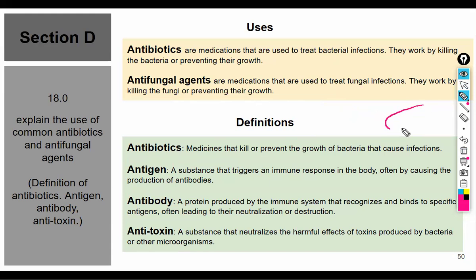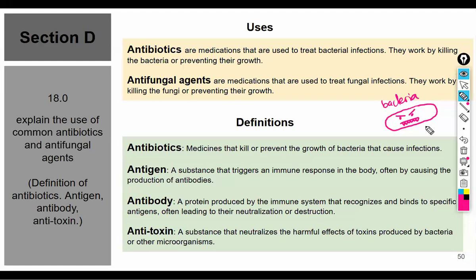Let's say that you have a bad bacteria in your body. So this is a bacteria, a germ. A germ has just entered your body. That's the bad bacteria. He has come to make you sick. So he just entered your body.